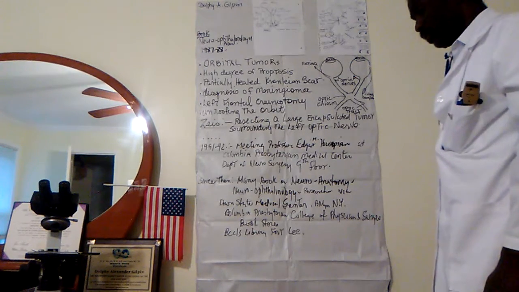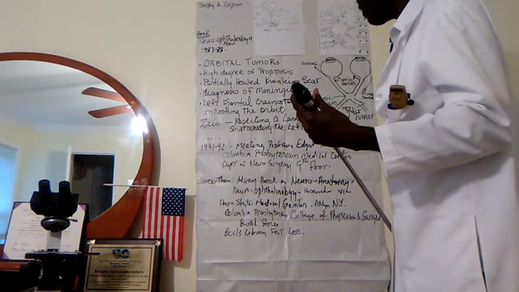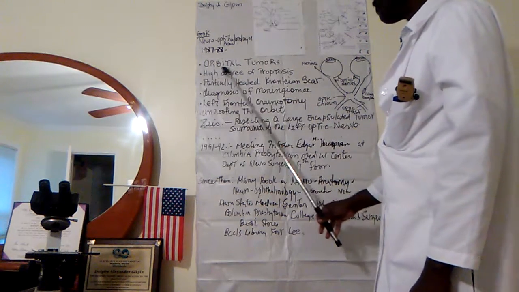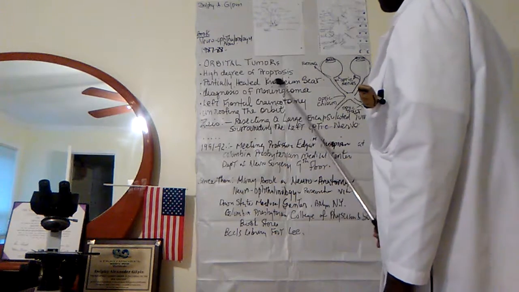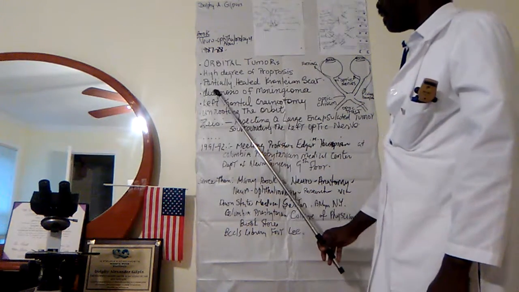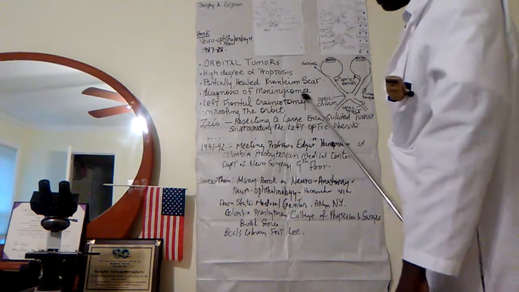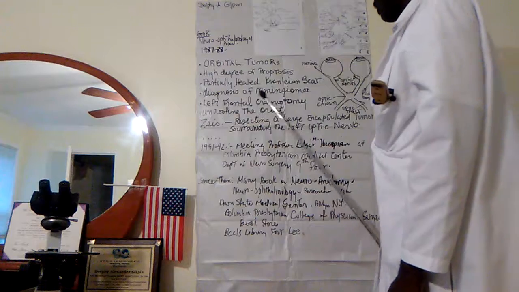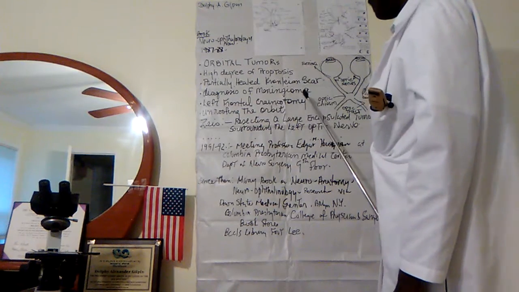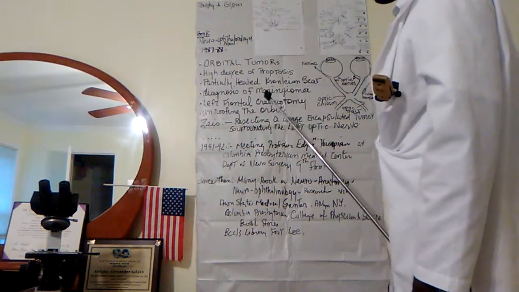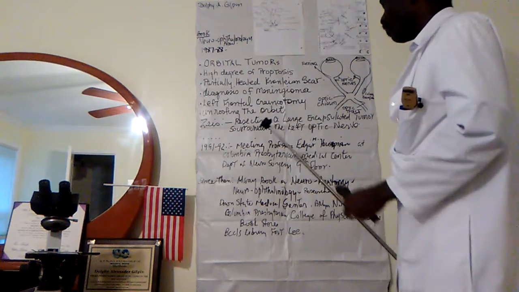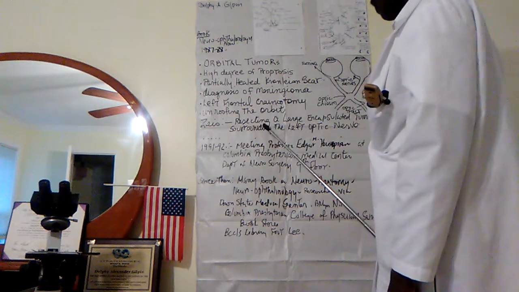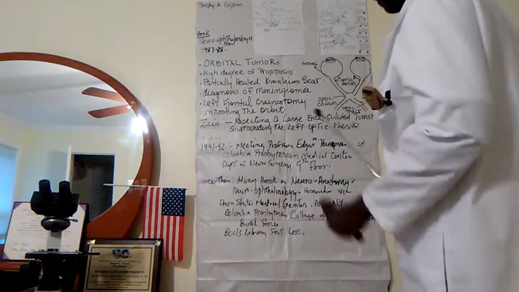Now, the tumor being researched, according to the abstract, had a high degree of proptosis, partially healed corneal scar, and a diagnosis of meningioma. A left frontal craniotomy was performed by the operating surgeon, unroofing the orbit and carefully resecting with the Zeiss a large encapsulated tumor surrounding the left optic nerve.